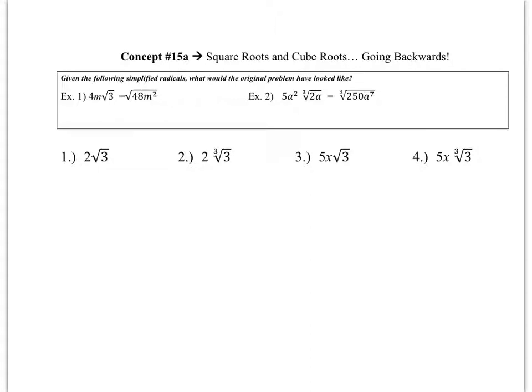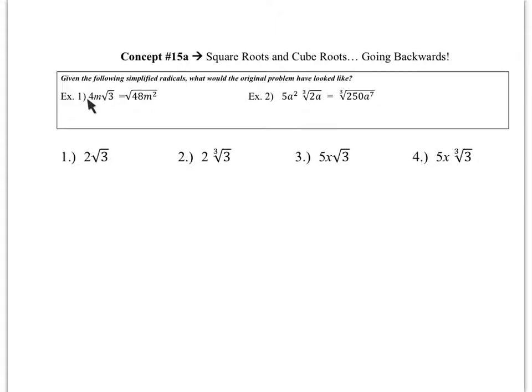So if you take a look at the first example, I'm going to give you 4m square root of 3, and then I'm going to take it and put it back in so that you get the square root of 48m to the second. So think about what you're doing when you're working backwards or when you're working forwards. If I were to actually simplify 48m to the second, I would break 48 up into 16 times 3, and I would find the square root of 16, which is 4.